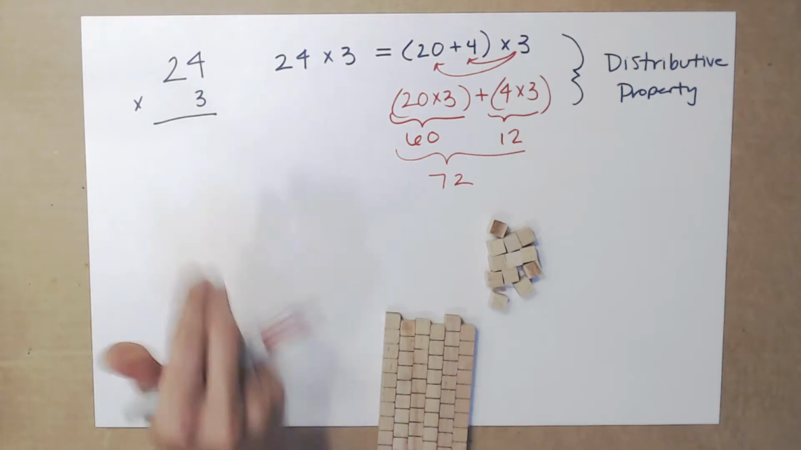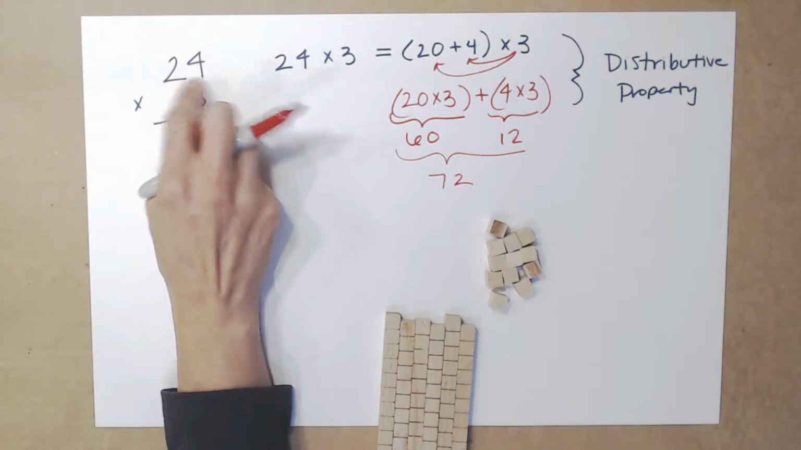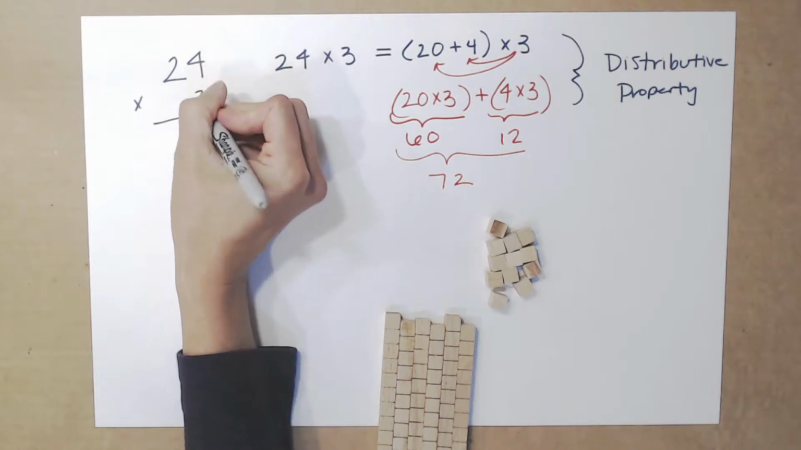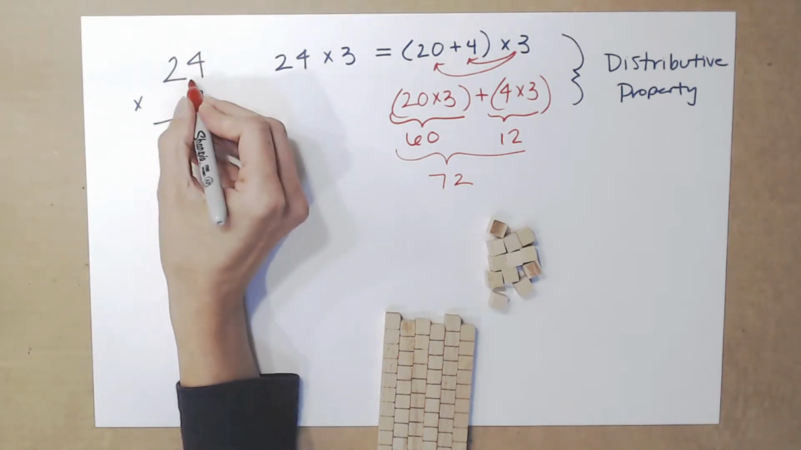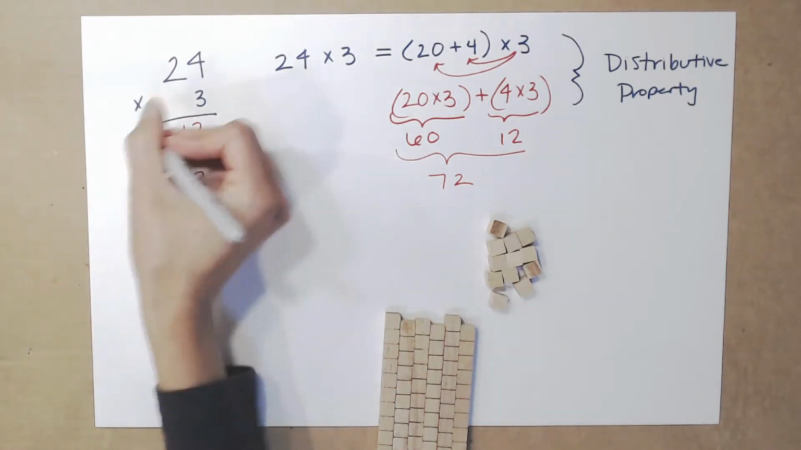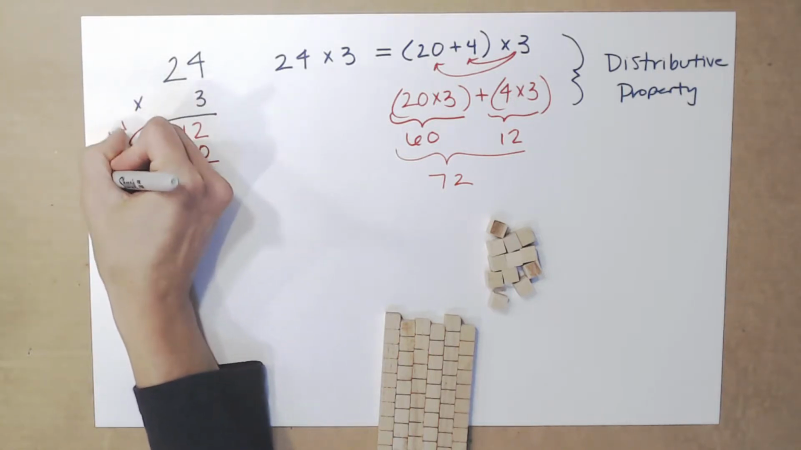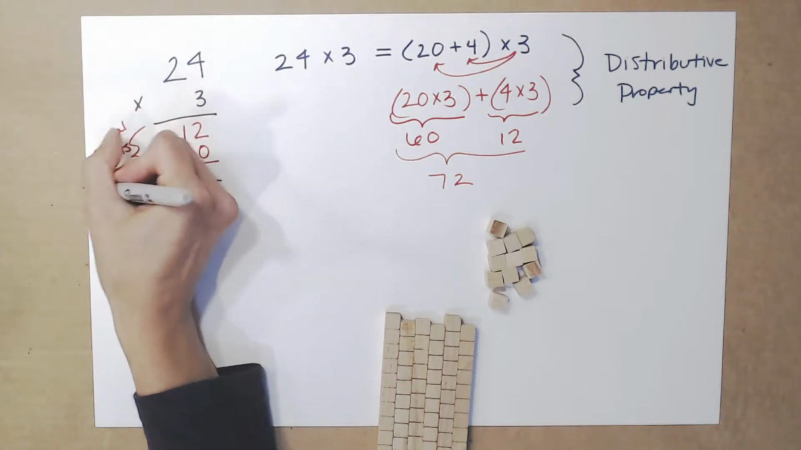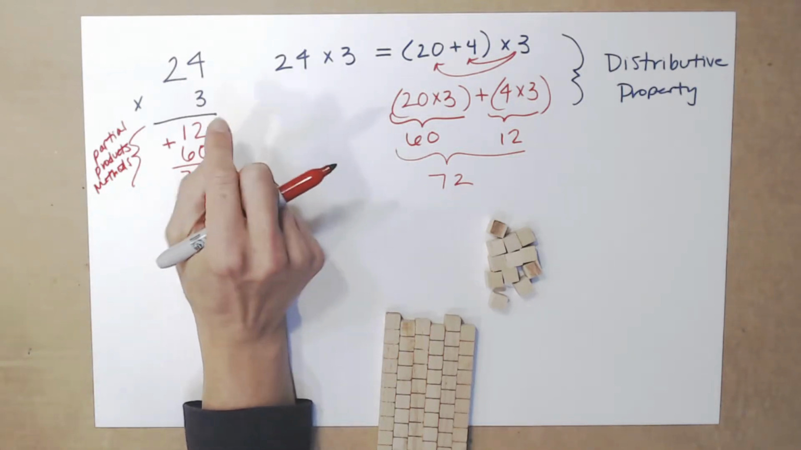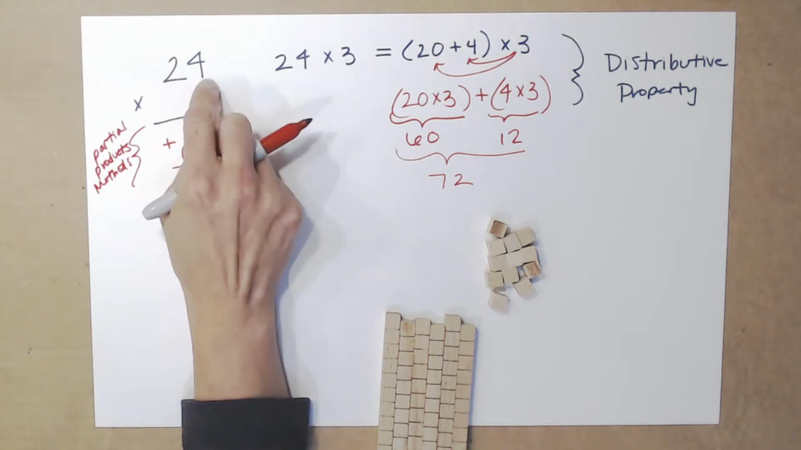So one way you could do this over here is now just think in your head, 24 times 3, that's 20 times 3 plus 4 times 3. So I can do the 4 times 3 and get 12, and I can do the 20 times 3 and get 60, and I can add them, and I get 72. This is called the partial products method, and it makes sense because I'm finding partial products. So a product is what you get when you multiply numbers. So first I'm multiplying the 4 times the 3, then I'm multiplying the 20 times the 3, and then I'm adding them.